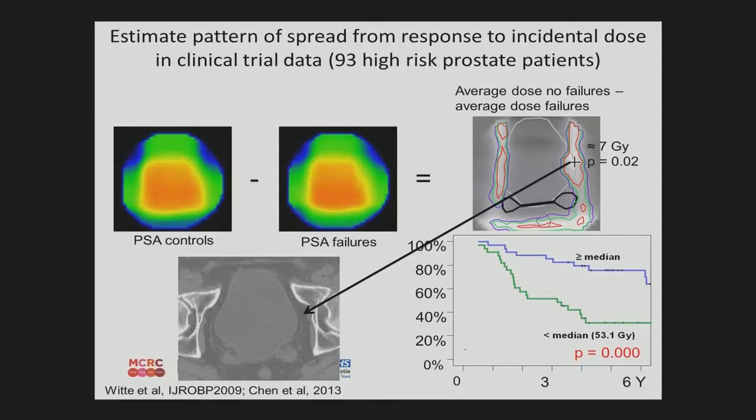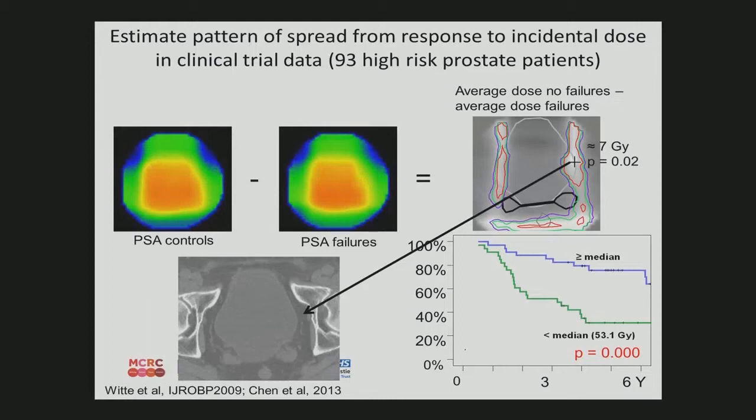And actually, if you're above or below that median has an enormous effect on outcome, which then brings you to the point, yeah, what does that mean? It's big data, it's correlation, it's not causation. So this is then very difficult to go further. And so we are validating this.